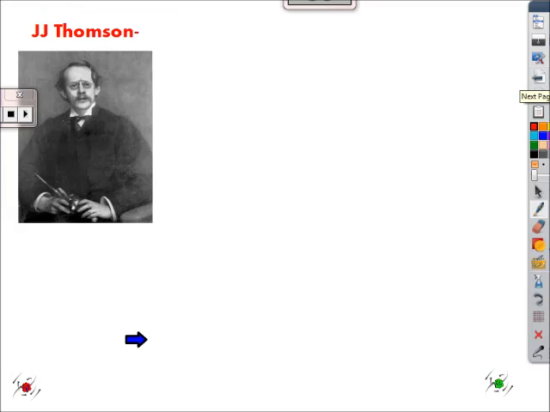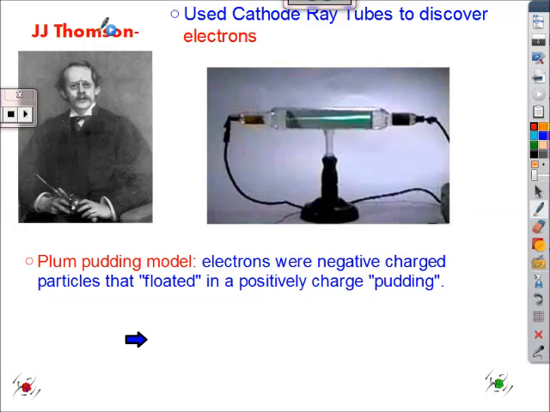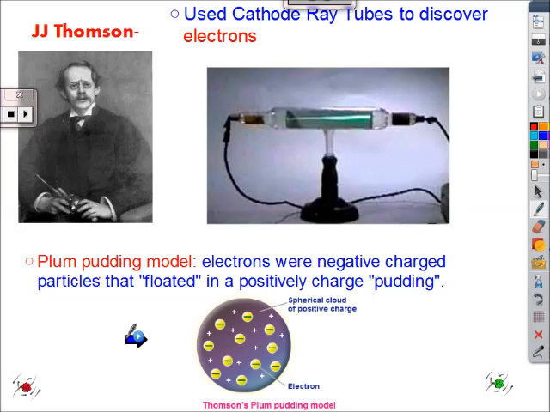Now, J.J. Thomson came along, and he used something called a cathode ray tube, and he discovered electrons. And I'll show you this more in class. I have a demonstration to show you, some videos to show you, but he came up with this idea that electrons are floating around in this cloud of slimy, murky stuff, but it has a positive charge. So he understood there's positive and negative charges.